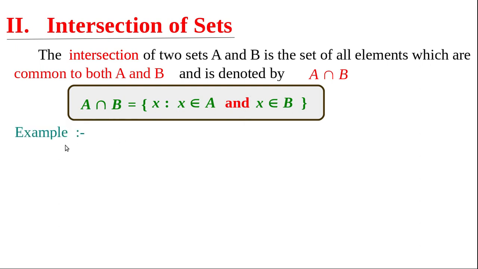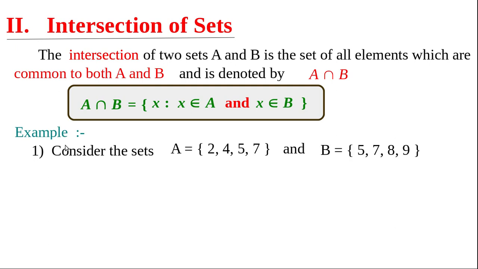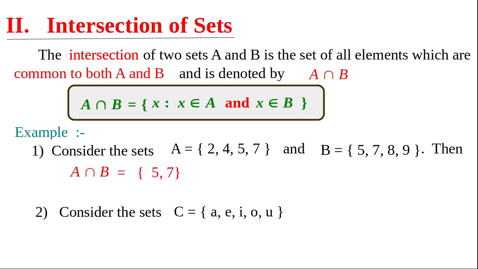Now let us write some examples to explain the meaning of intersection. Consider these two sets. Then what is A intersection B? Very simple, the elements common to both A and B, that is 5, 7. Another example is these two sets. Then what is C intersection D? Very simple, that is set E. Set E is common to both C and D.